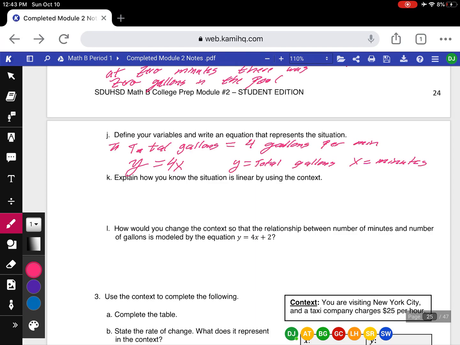Explain how you know the situation is linear by using the context. Well, it's linear because it has a constant rate of change. In this instance, the constant rate of change was 4 gallons per minute.